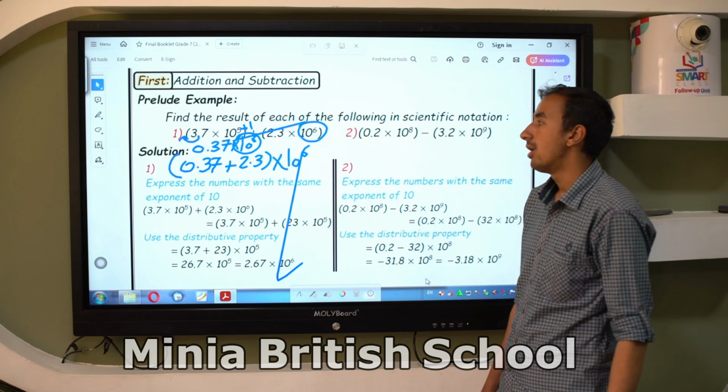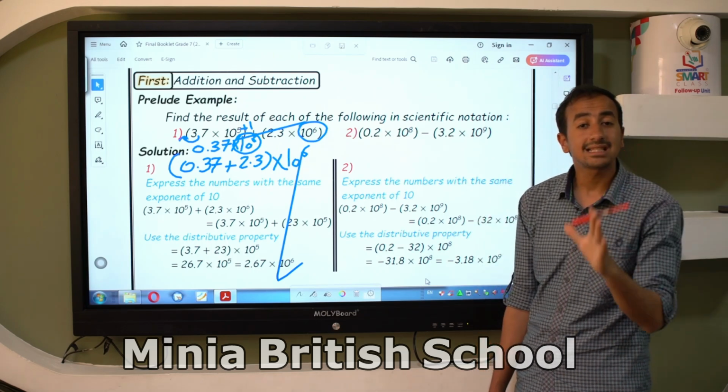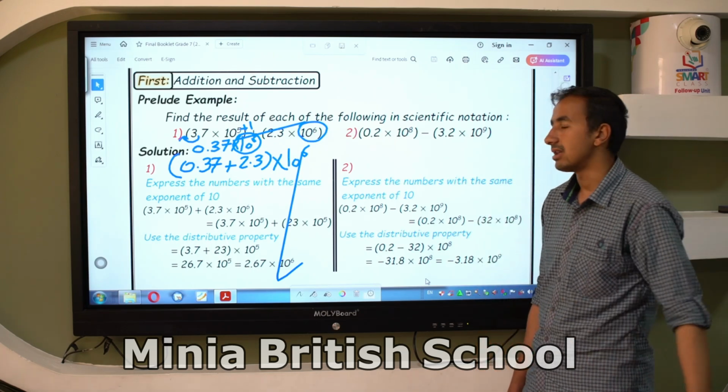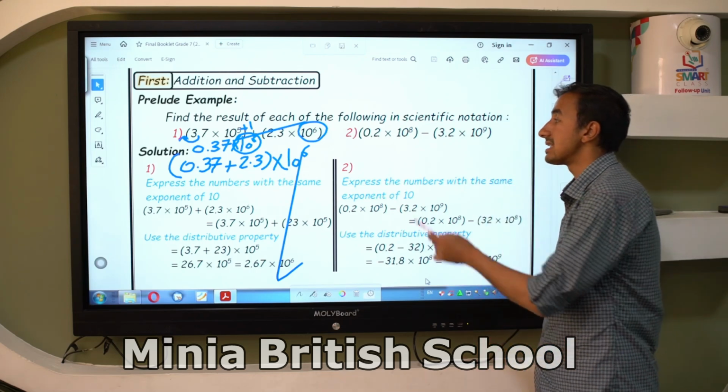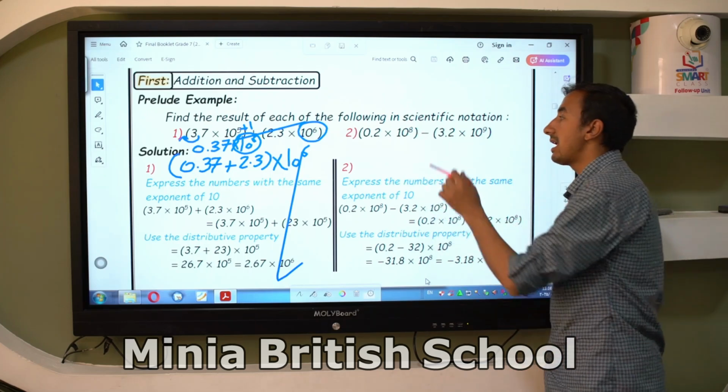Subtraction works the same as addition. The easy way is to make the smaller power into the greater power.